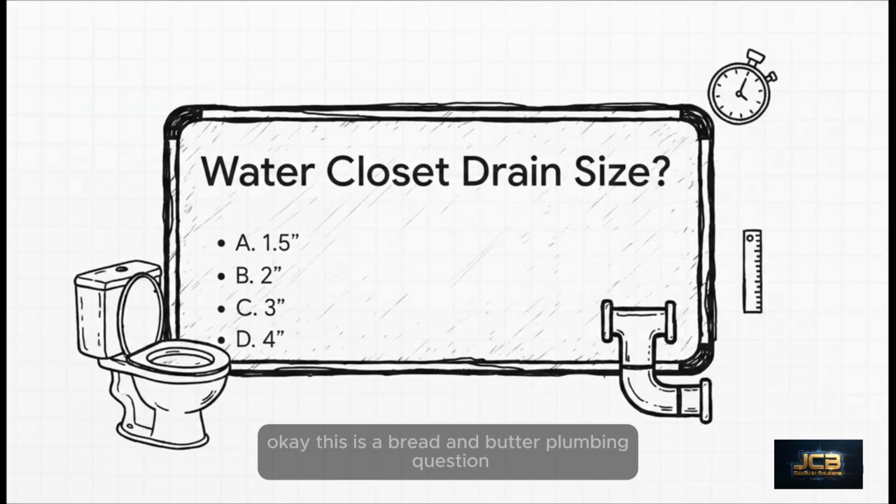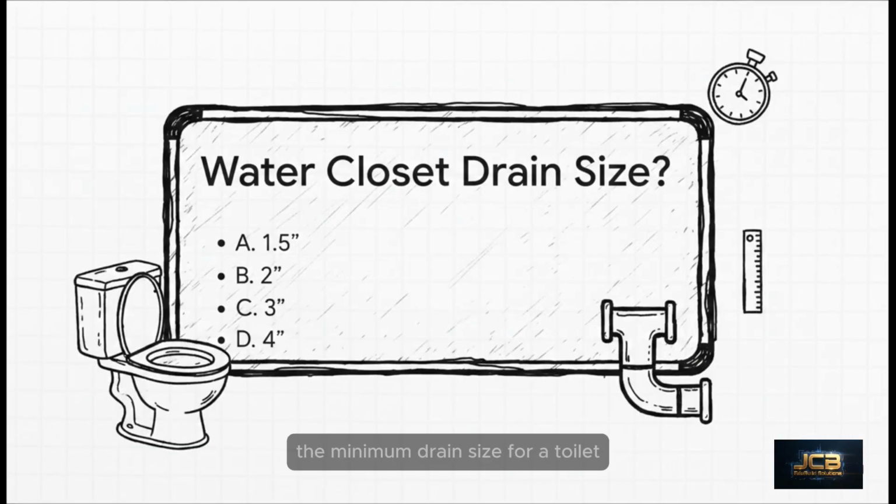Okay, this is a bread and butter plumbing question. The minimum drain size for a toilet. 5 seconds, you have to know this one. Of course, it's C, 3 inches. This is totally non-negotiable in pretty much every plumbing code. You need that size to make sure solids are carried away without causing a nasty blockage.